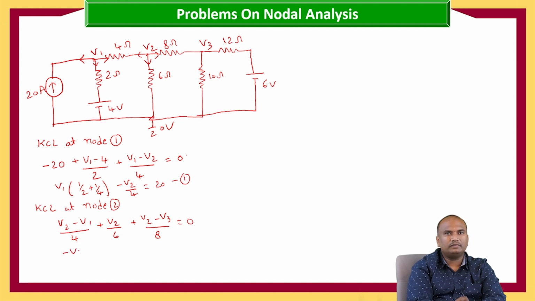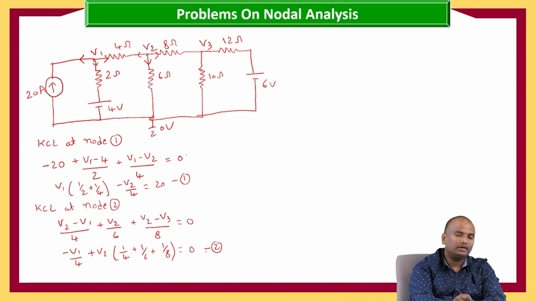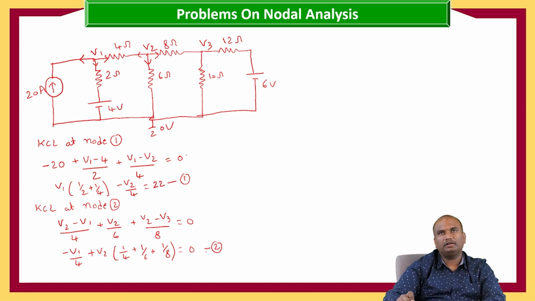Here it is minus V1 by 4 plus V2 into (1 by 4 plus 1 by 6 plus 1 by 8) equals 0. This is our equation number 2. Here (V1 minus 4) by 2, that is 20 plus 2, 22, which we need to write here. 20 plus 2, 22. This is our equation number 1.